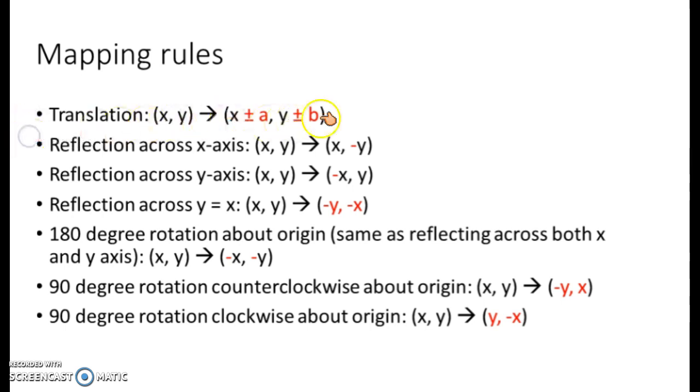Okay, there we go. For translations, you want to do x plus or minus a number to move it right or left, or y plus or minus a number to move it up or down.